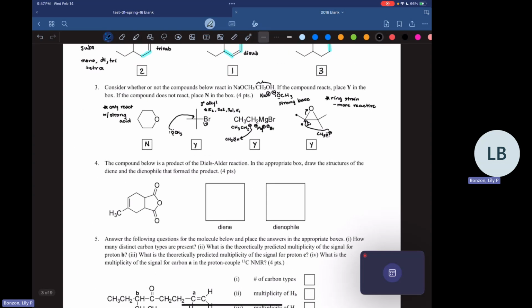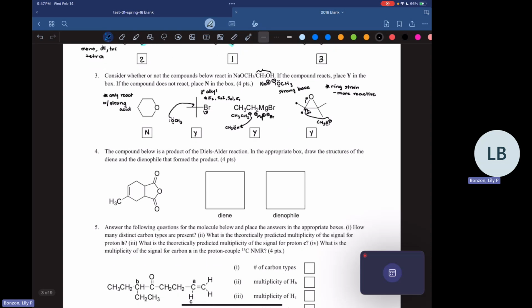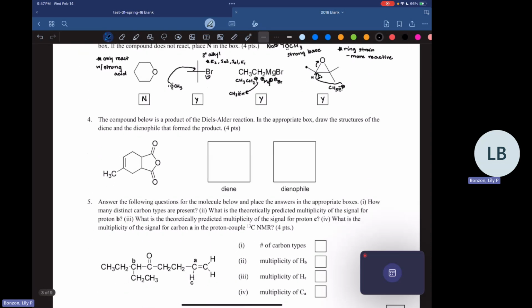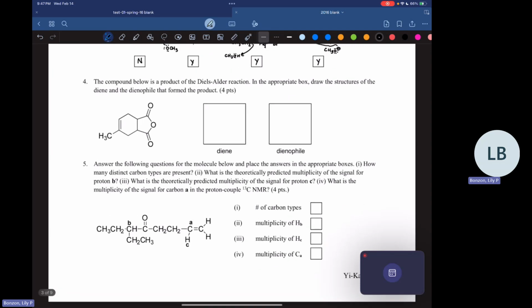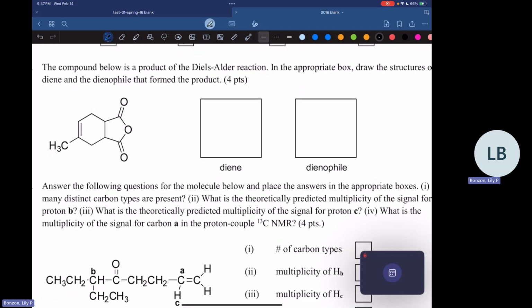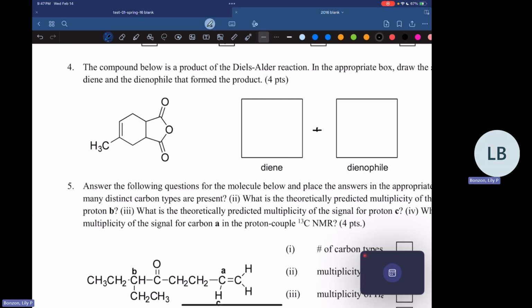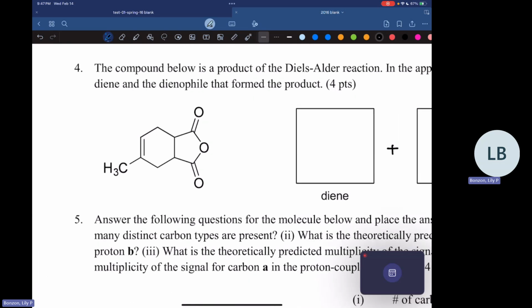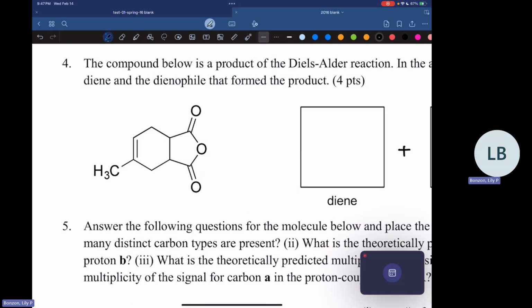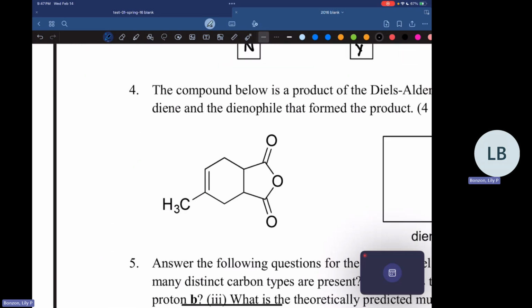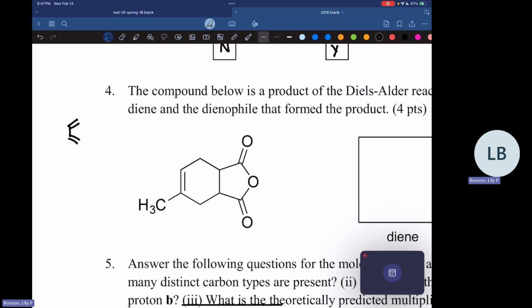All right, so that's reactivity for NaOCH3 with our structures. And now we're going to go on to a Diels-Alder question. In this question, we're being asked basically to find the precursors to this Diels-Alder product. One thing to consider is just to remember the basic structure of our diene and our dienophile. It's got to have at least one withdrawing group, and it's got to have at least one double bond.